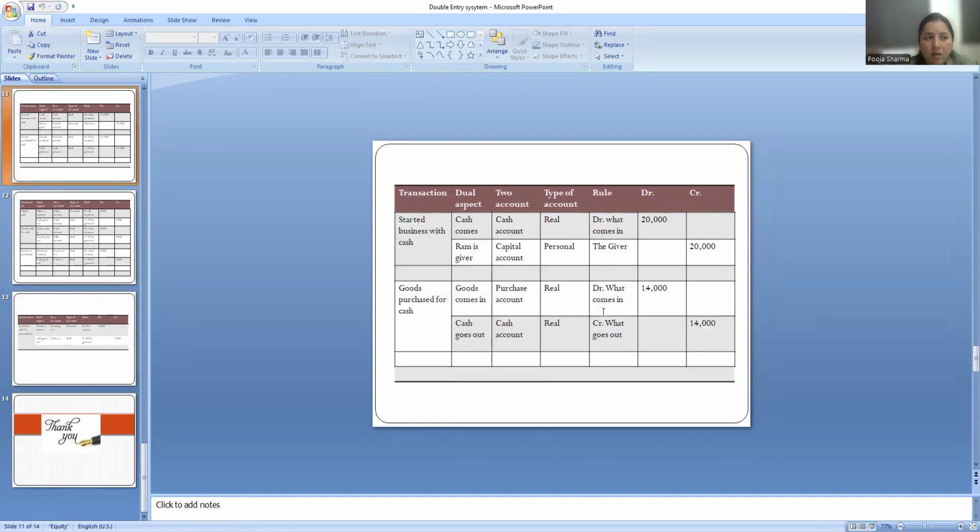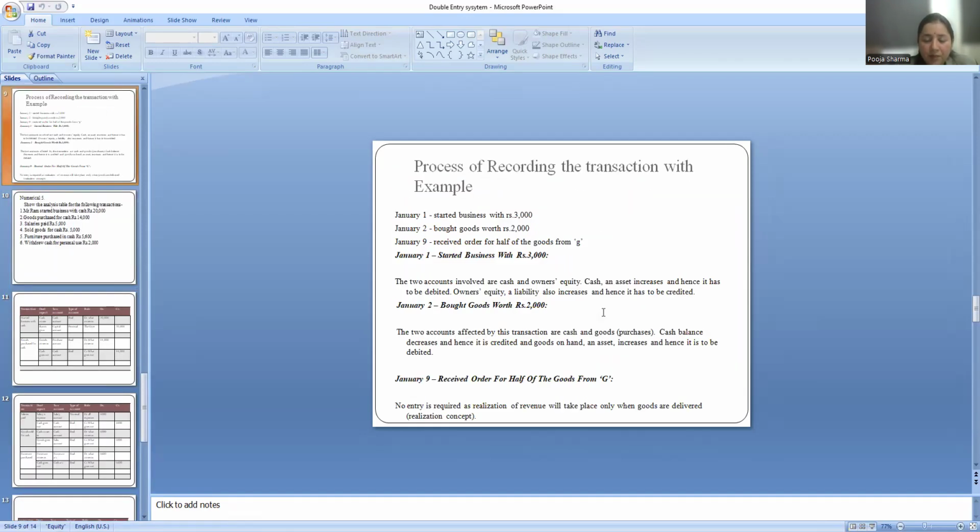So in these examples we can see the transactions we have done till now.